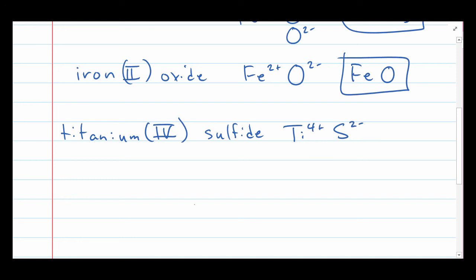Well, this one's probably easy to look at in balancing charges. How many titaniums do we need? 1. How many of the sulfides? 2. Good. And then the formula becomes TiS2. Again, remember that the final chemical formula is always written here without indication of charge.